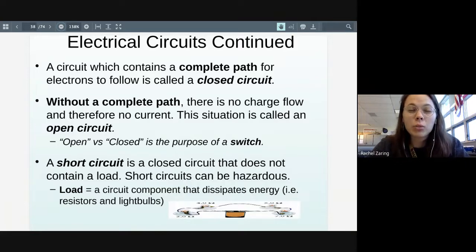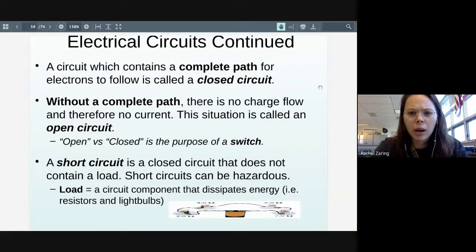These can actually be really dangerous because if you have a lot of current running through a wire, a lot of energy, that's going to release a lot of heat. That's how electrical fires are started. So electrical engineers do their best to not short circuit any of their wires, and they always include resistors. But it's just something to know about where that vocabulary word comes from.